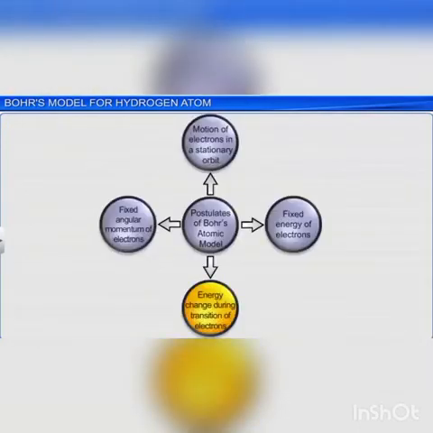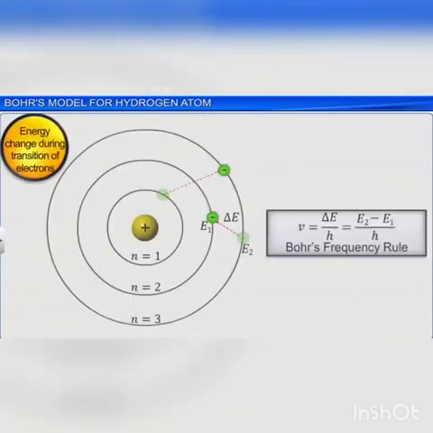The third postulate states that the frequency of the radiation emitted or absorbed can be represented by the equation nu = delta E divided by h, that is, (E2 minus E1) divided by h, where E1 and E2 are the energies of the lower and higher stationary states, and h is the Planck's constant.